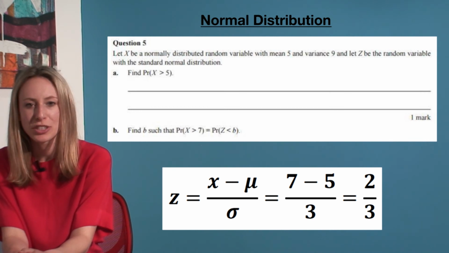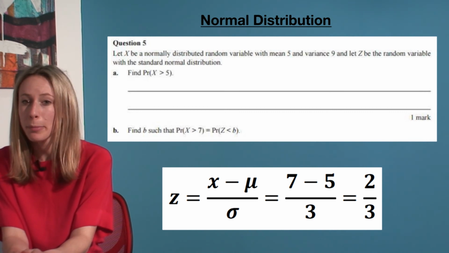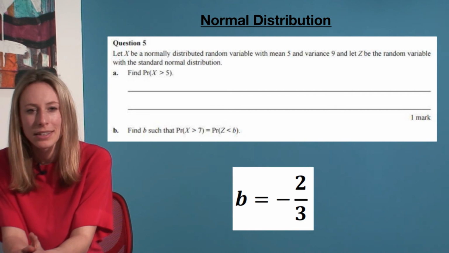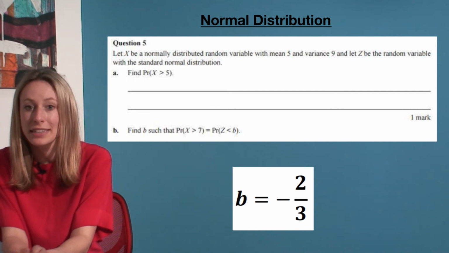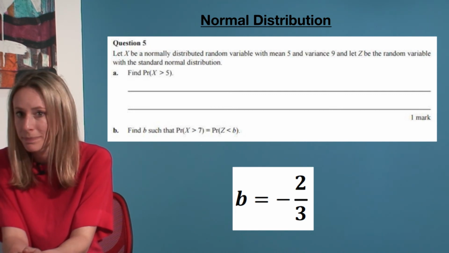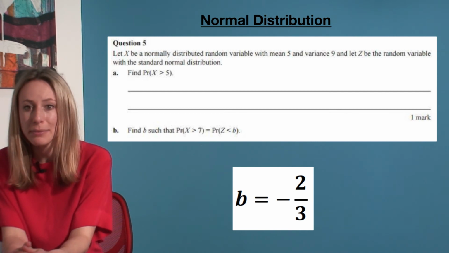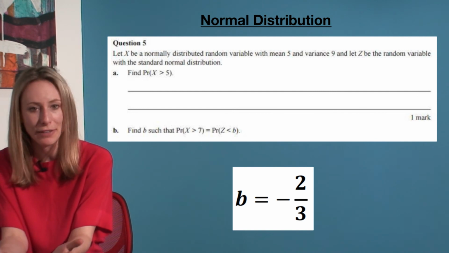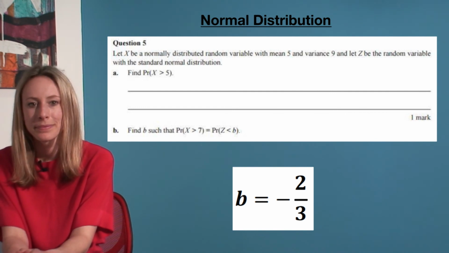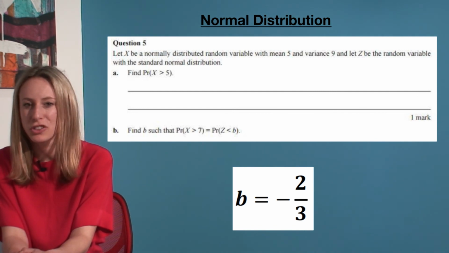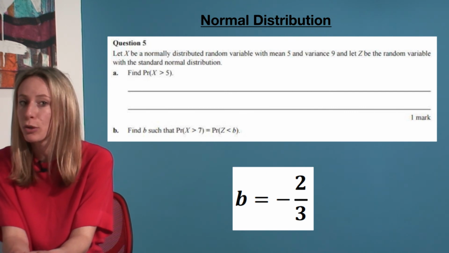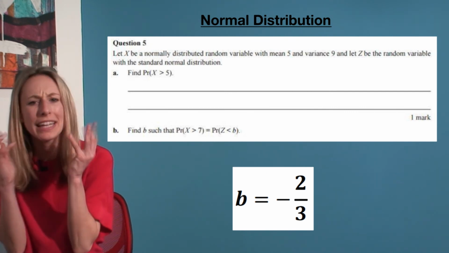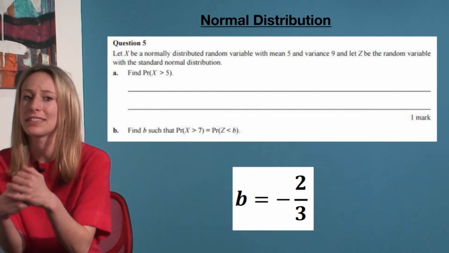Given that the normal distribution is symmetrical around 0, the probability that z is less than b is the same as the probability that z is greater than negative b. Therefore, if we times our z value of 2/3 by negative 1, we will get our b value and our answer. The symmetrical properties of the normal distribution are key to answering many of the normal distribution questions. Trying to get your head around this will make these questions much easier.